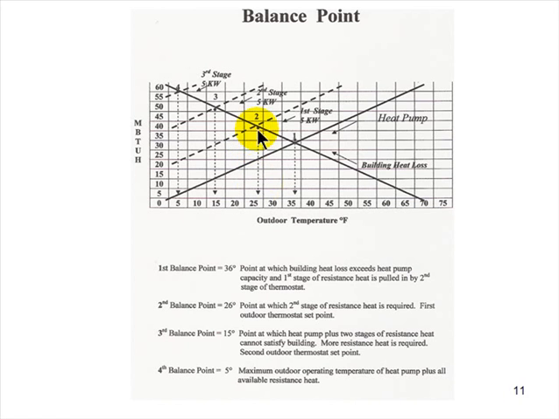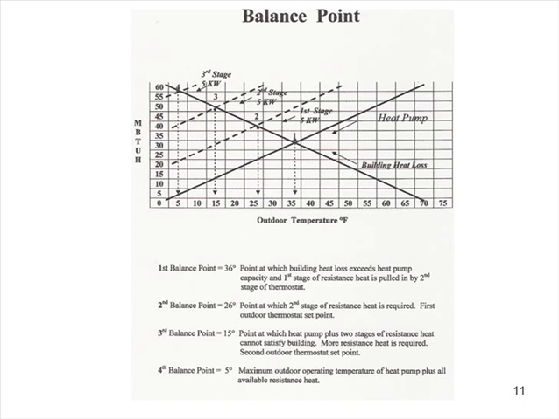If the temperature outside continues to drop, I need to add 5 kW more. 5 times 3.4 is about 18,000. I measure up 18,000, draw a straight line, and my new balance point is 14 degrees.